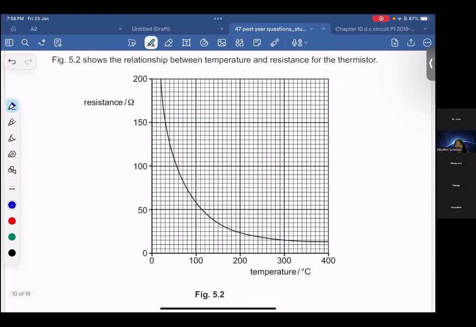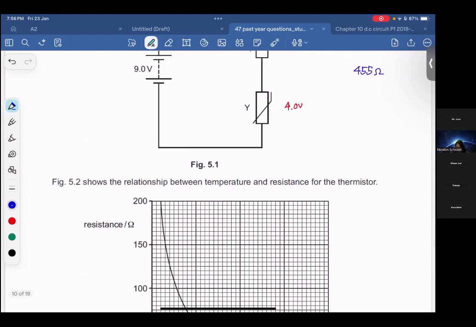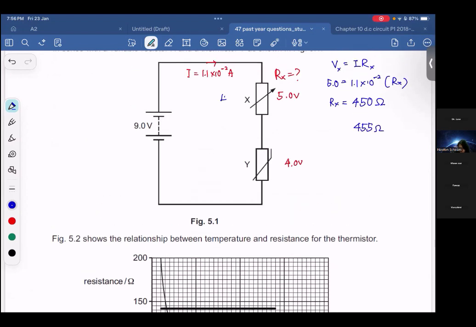Okay, let me check Fawal's answer. What is your Vy? Voltage for Y here. I label it here 450 ohm for Vx. Do you know your Ry? When it is 190 degrees Celsius, what is your Ry? Then from here, are you able to calculate the voltage Y?